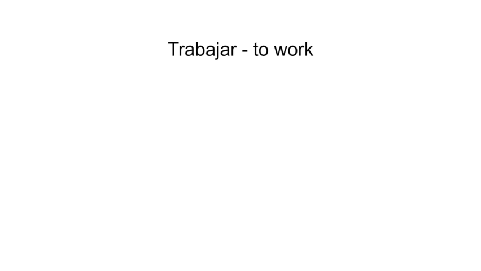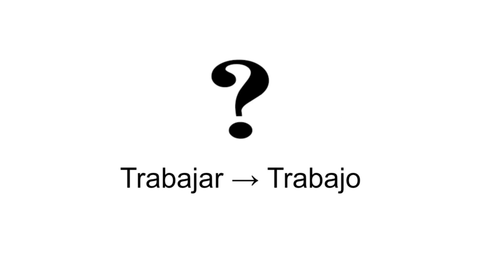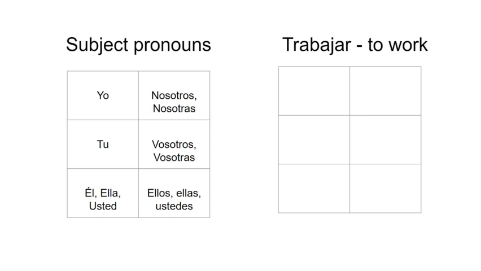So here's our first verb, trabajar. Translated, it means to work. Now, you should recognize from our flashcard, yo trabajo a la escuela, or I work at the school. Except I think that I got rid of that one and replaced it for something else. But the real question here would be, how do we get from trabajar to trabajo if they both have to do with working? Well, it's literally the difference between saying I work and to work.